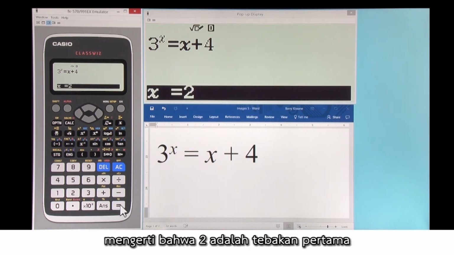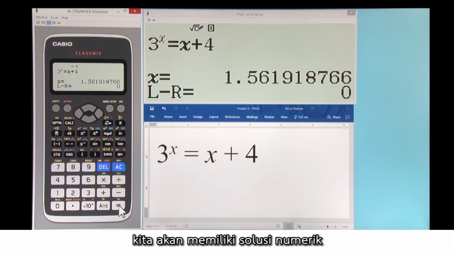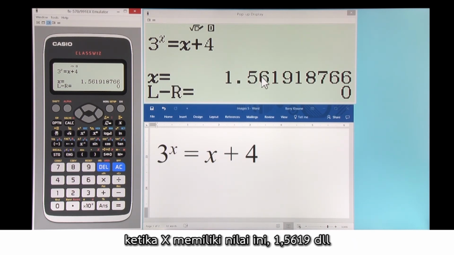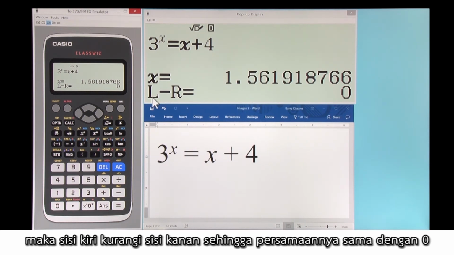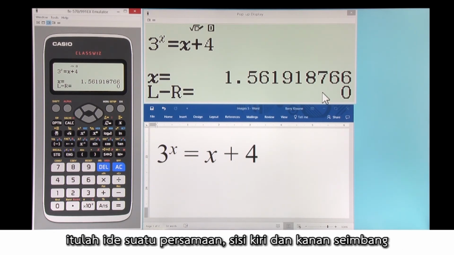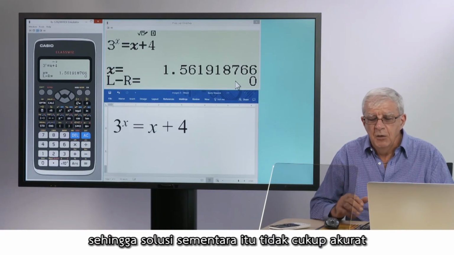The ClassWiz shows that it's understood. 2 is the first guess. And now if we tap equals again, we'll have a numerical solution. And notice what the ClassWiz shows. When x has this value, 1.5619, etc., then the left side subtract the right side of the equation is equal to 0. That's the idea of an equation. The left side and the right side are in balance. So the solution, while it isn't exact, is quite accurate.